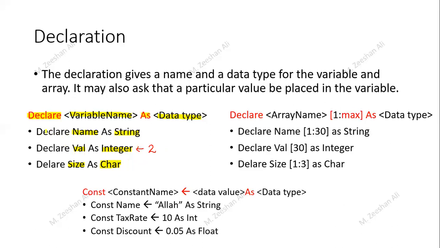If I want to declare this name as a string in my Visual Basic, what should I write? I will not write declare there. I will write dim name as string. Okay, but when we are doing pseudocode, at that time we are going to use the command declare for declaring a variable along with its data type.